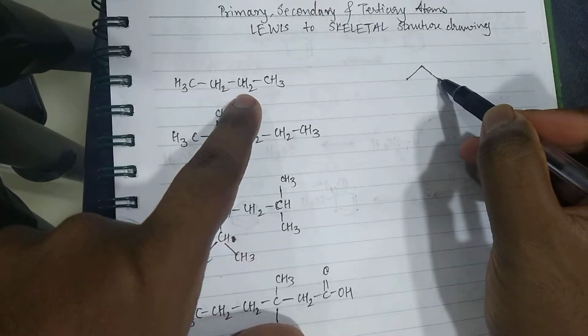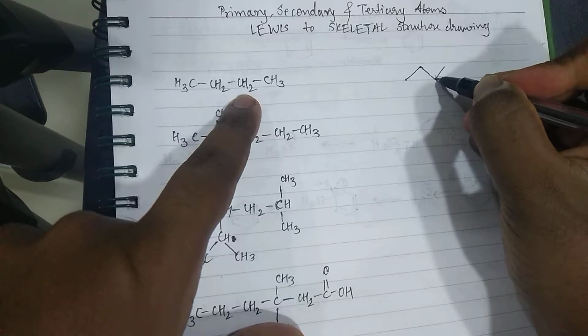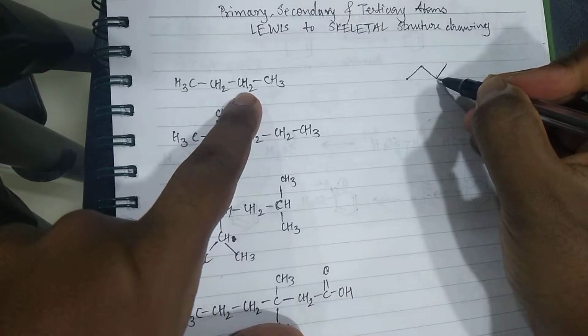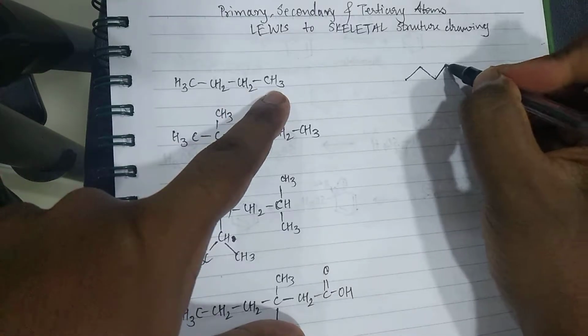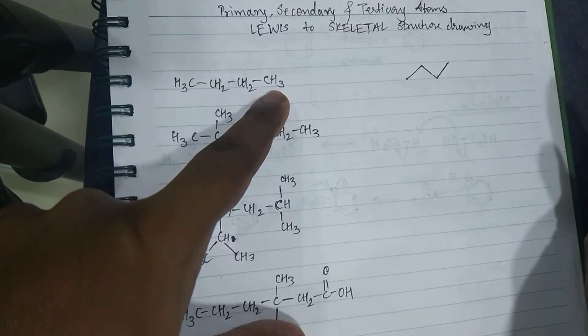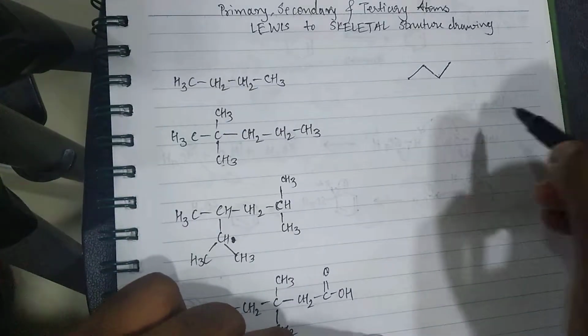Now I have one more CH2, so I'll have to break one more. I have to make one more corner here, so this becomes CH2, and then the last carbon atom is CH3. So this terminal end becomes CH3. That's it. Okay, it is that simple.